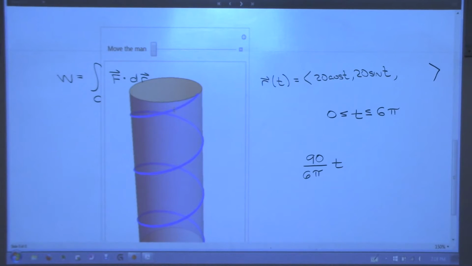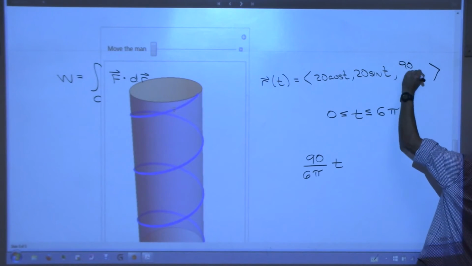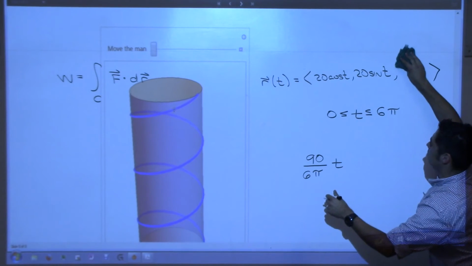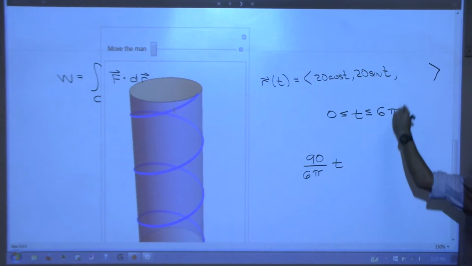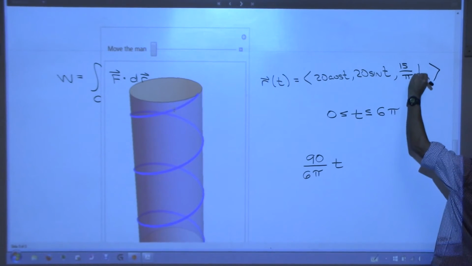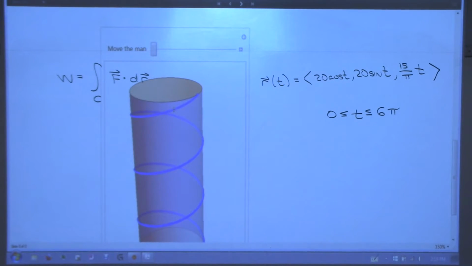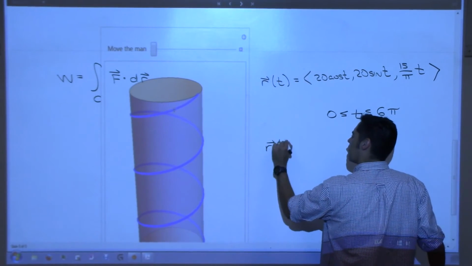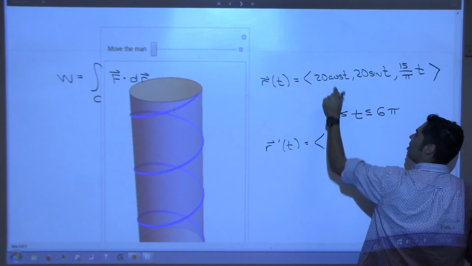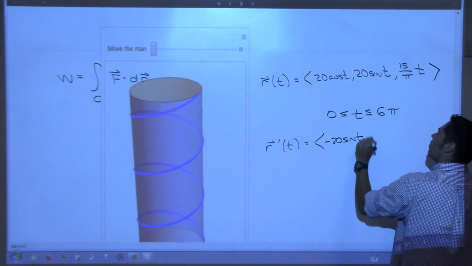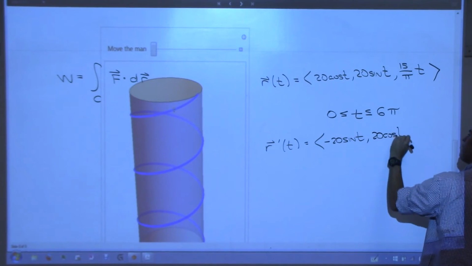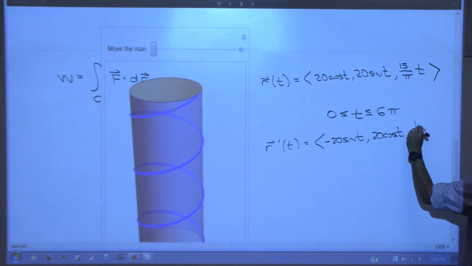Yeah. Okay, now we'll need the derivative of this. Reduce the fraction, right? If you reduce, 6 goes into each of those. So 15 over pi t. Joel, is that the way you did it? Do you reason it the same sort of way? Yeah, okay, kind of that way. All right, so we'll need the derivative in the integral, so I'm going to get it now. Derivative of this, negative 20 sine t. Derivative of that, 20 cosine t. Derivative of that is just 15 over pi.